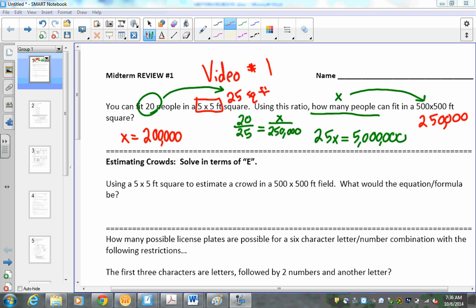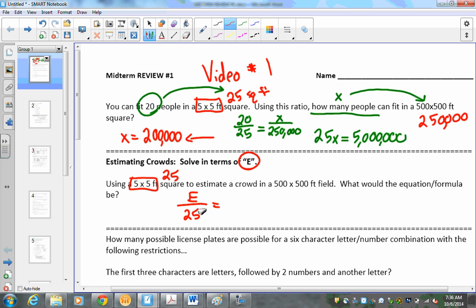All right, next question. Using a 5 by 5 foot square to estimate a crowd. Same question, but now we're solving in terms of E. Now the difference between this question and the question above it is that the one above gave us an exact answer. Here we're going to estimate by using E. So we're still dealing with the 5 by 5 foot square, which is 25 square feet. But now rather than putting 20 over 25, because 20 represents the number of people, we're going to say E over 25. And E represents our estimation.